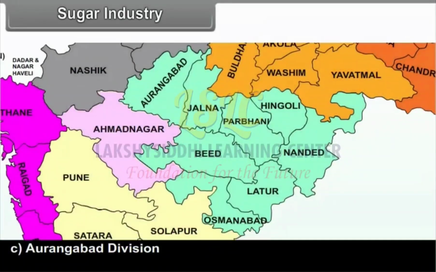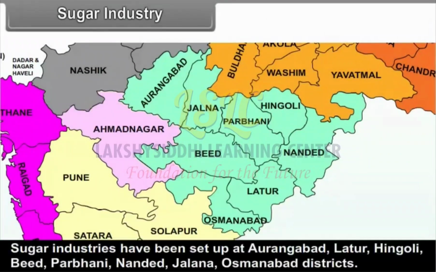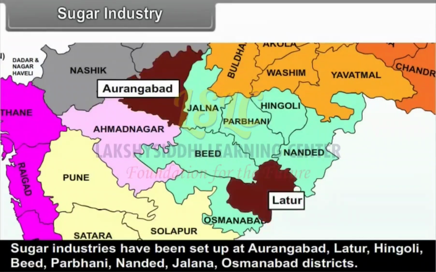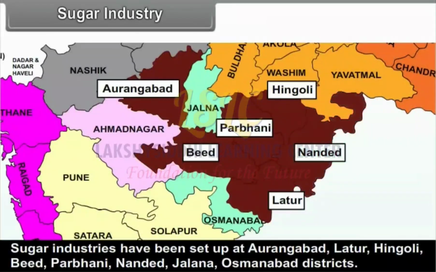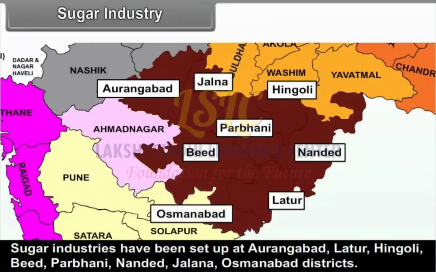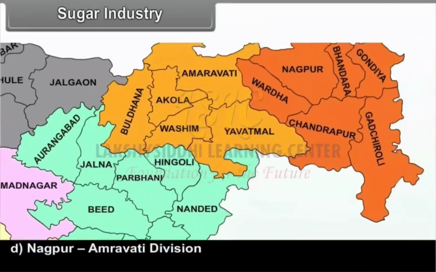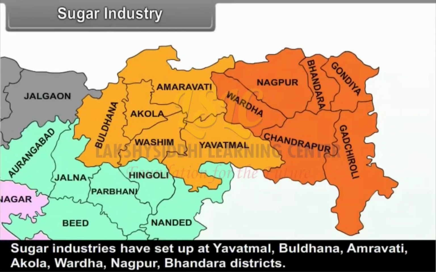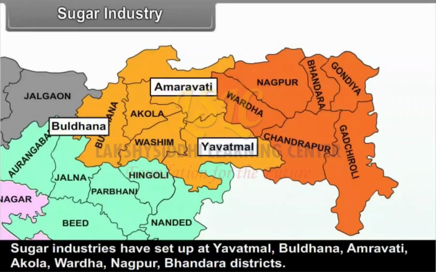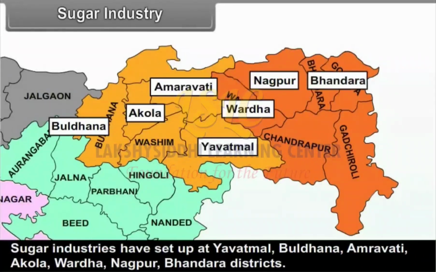C. Aurangabad division. Sugar industries have been set up at Aurangabad, Latur, Hingoli, Beed, Parbhani, Nanded, Jalna, Osmanabad districts. D. Nagpur Amravati division. Sugar industries have been set up at Yavatmal, Buldana, Amravati, Akola, Wardha, Nagpur and Bhandara districts.